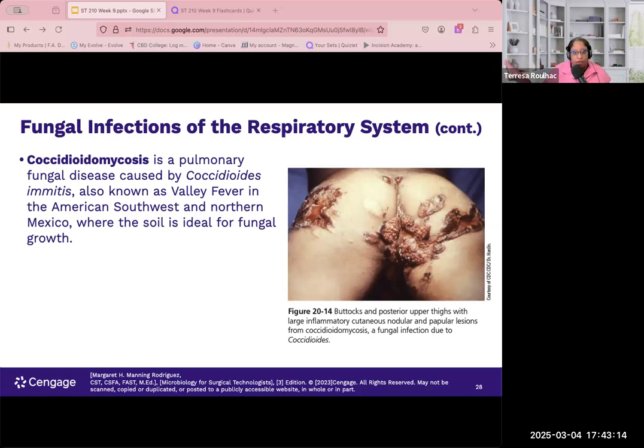And this is a figure from the book. We have to be aware of valley fever because it can cause significant tissue damage, especially in the skin and soft tissues. So here, just being able to recognize what we've got going on is going to help you better prepare and anticipate what you may need for your procedure if they bring a patient like this into the operating room.